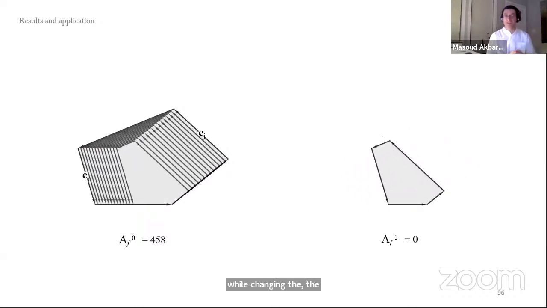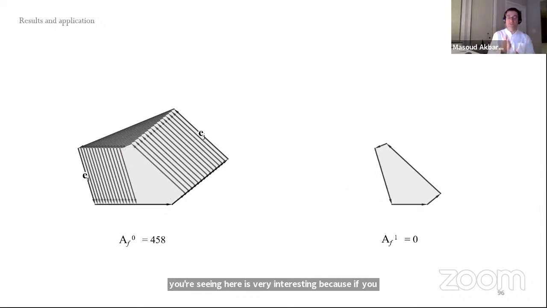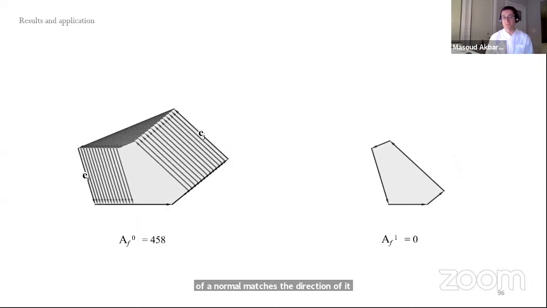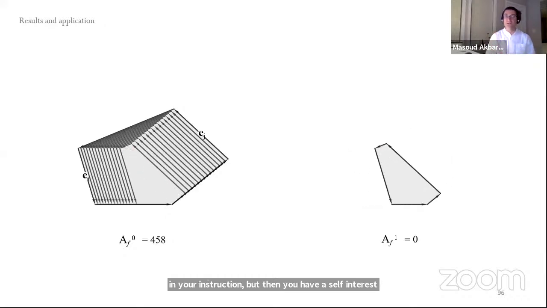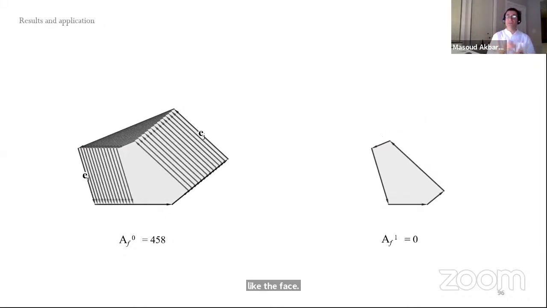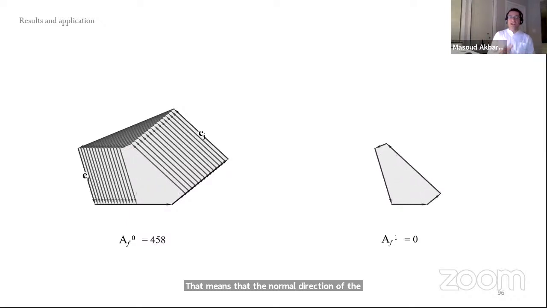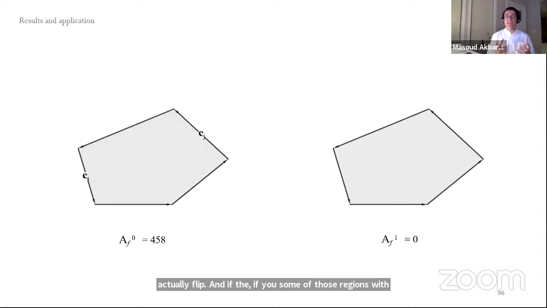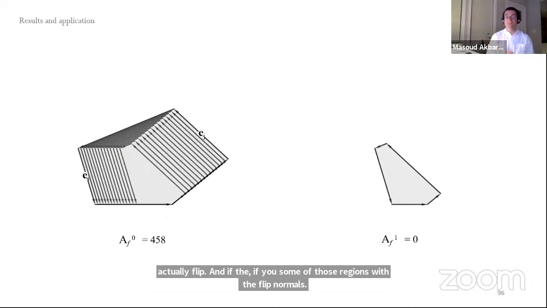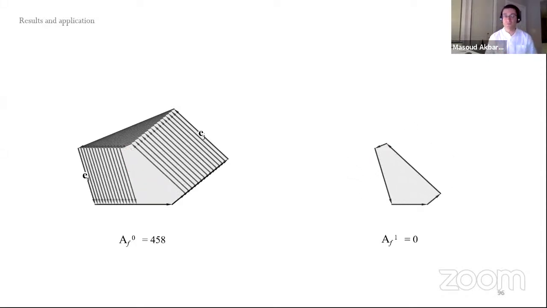So what you're seeing here is very interesting, because if you have a convex face, obviously the direction of the normal matches the direction of the applied force in your structure. But when you have a self-intersecting face, the total area of the face is the sum of the weighted area normals. That means that the normal direction of the face would actually flip. And if you sum up those regions with the flipped normals, you might actually get positive and negative area values. And at certain locations, these areas might become equal to each other. That makes the magnitude of the force zero.